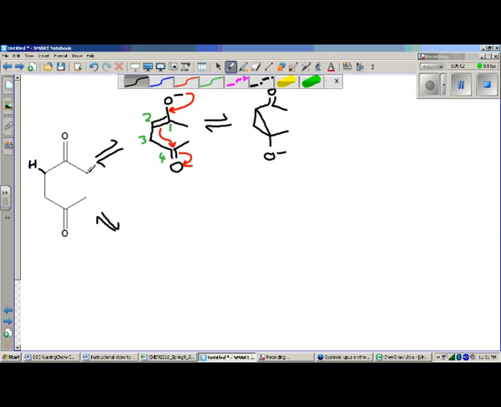So what if instead this alpha hydrogen was the one that was to get removed? Let's just try and draw out the enolate that we would get in this case. We have our O minus, we have our enolate double bond. I'm going to draw out the rest of the molecule here.